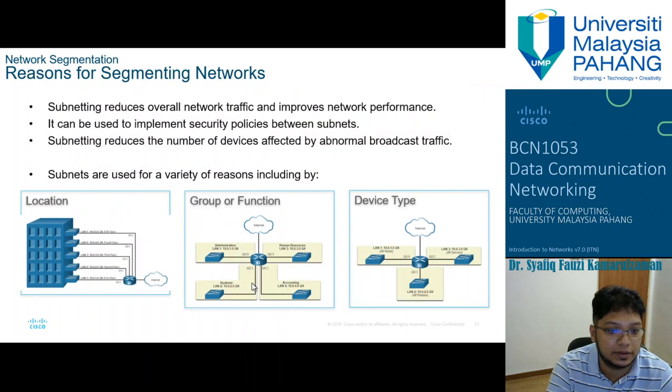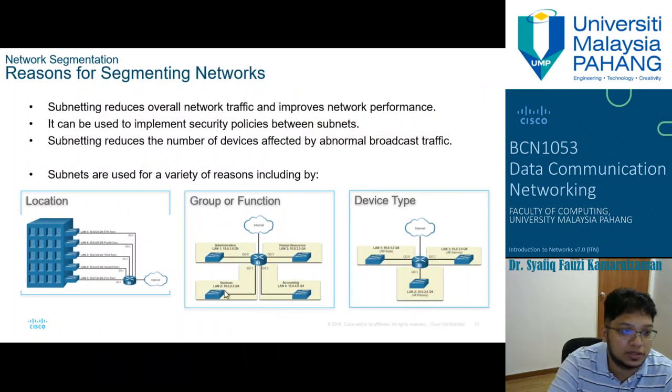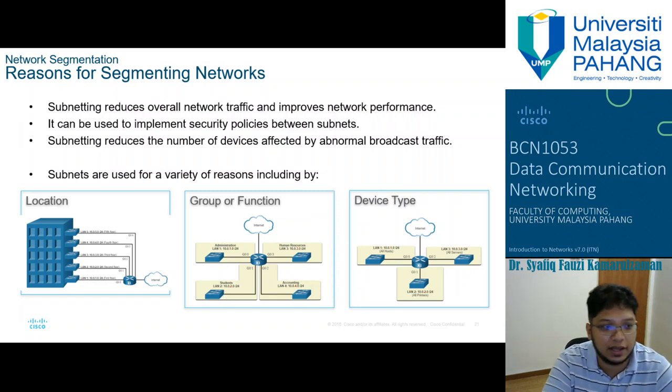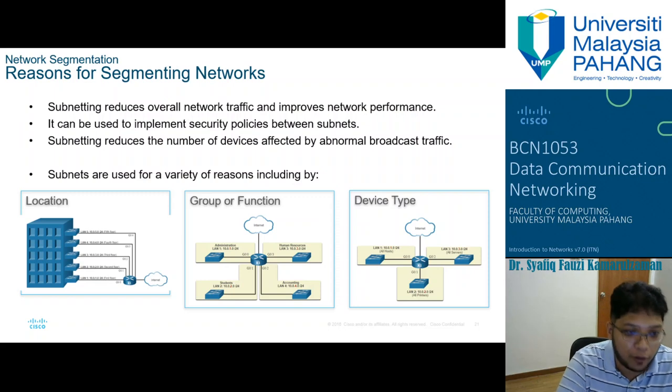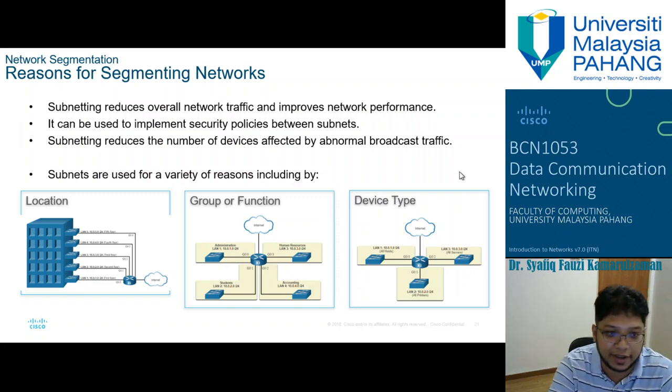The reason for segmenting a network is basically that it's easier to maintain a smaller network. Subnetting reduces overall network traffic and improves network performance, and it can be used to implement security policies between all these subnets. Subnetting reduces the number of devices affected by normal broadcast traffic.